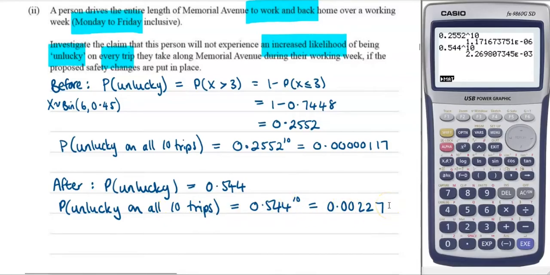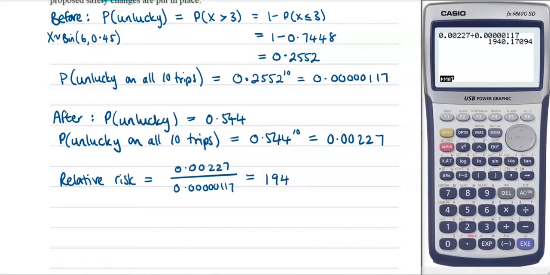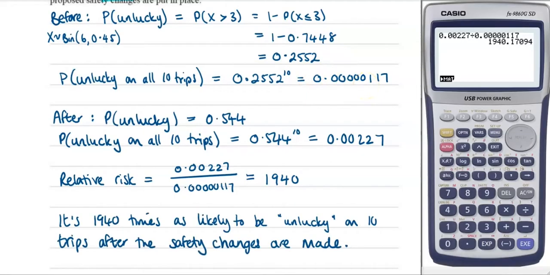0.0027. Now we want to do a relative risk comparison. So making a comparison of those two chances of being unlucky, that division comes to 1,940. So this probability afterwards is 1,940 times as likely as the probability before. So let's put that into a sentence. So it's 1,940 times as likely to be unlucky on 10 trips after the safety changes are made.